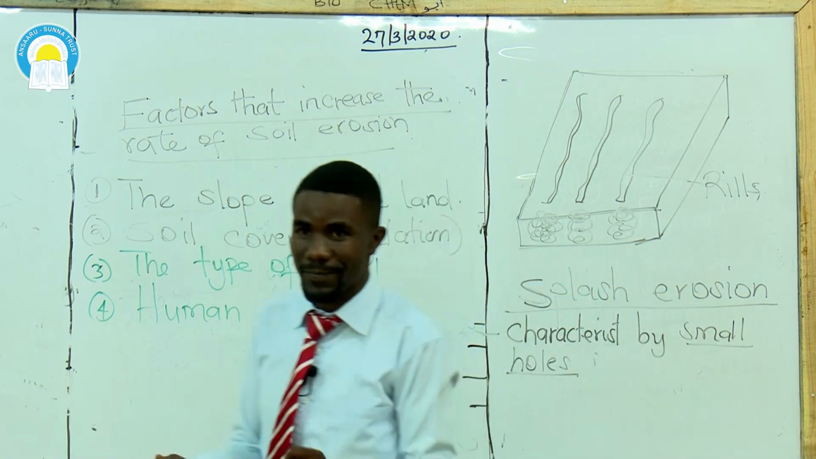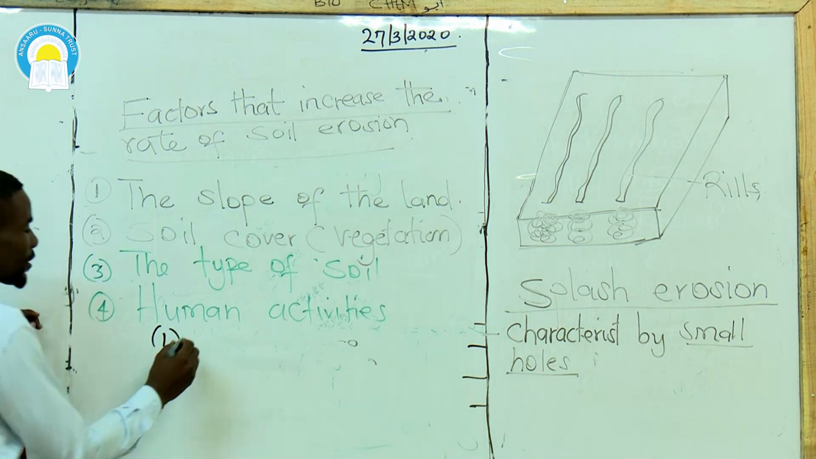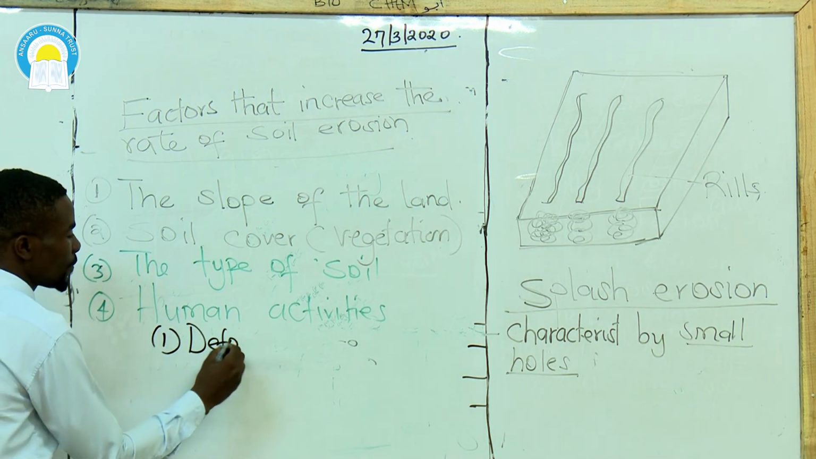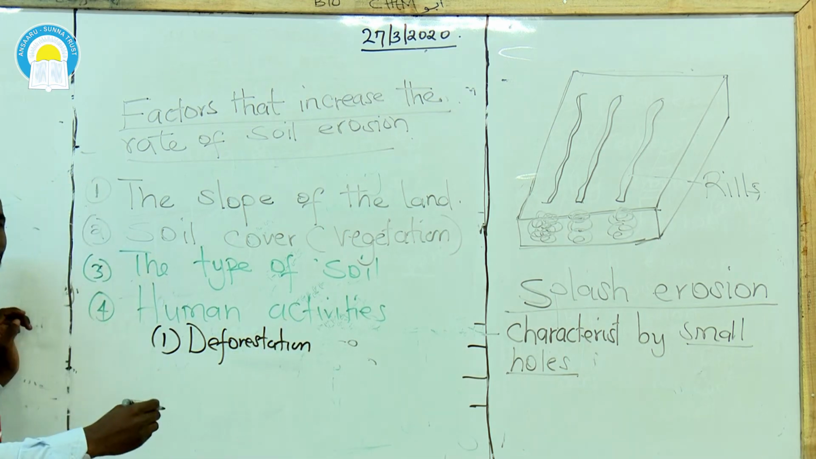Number 1, there is what we call deforestation. People are cutting down trees.